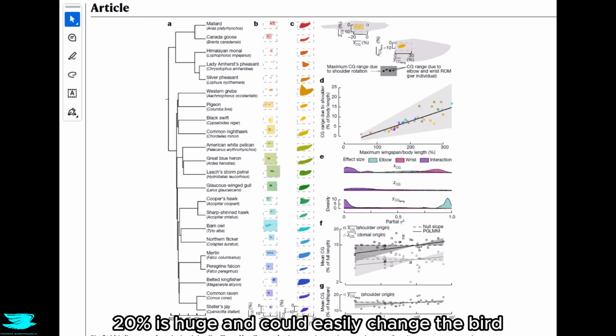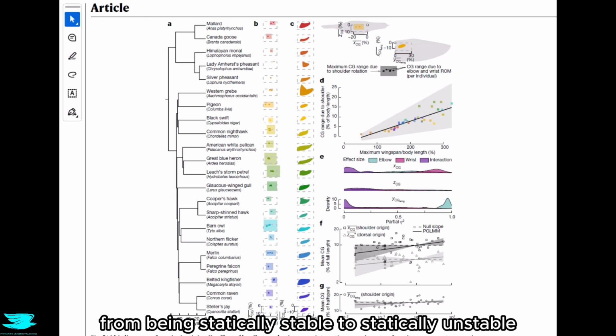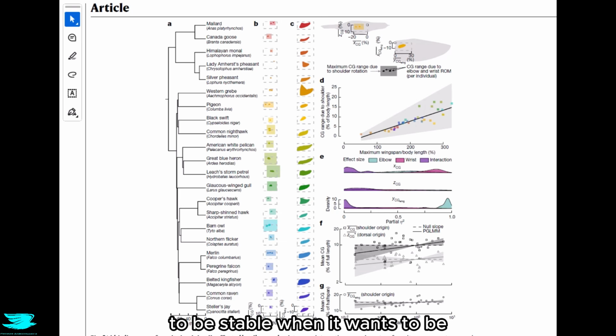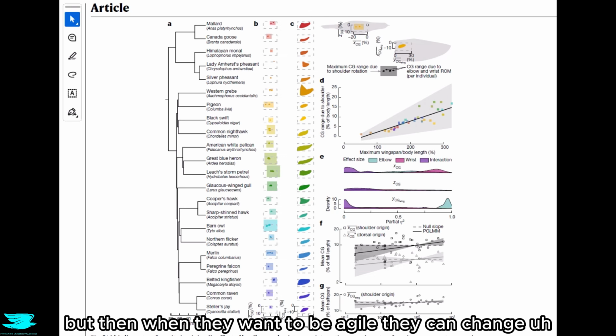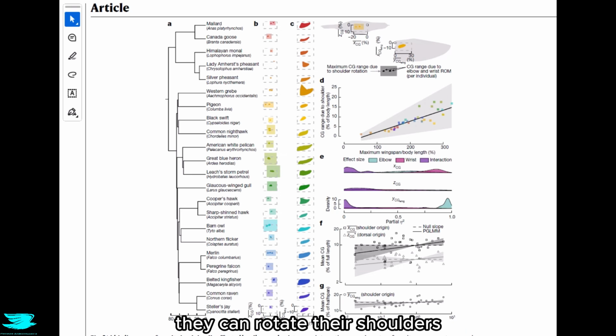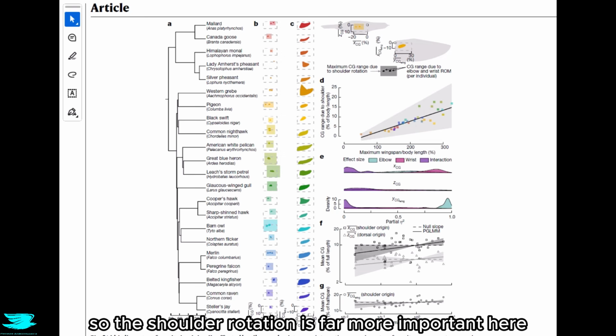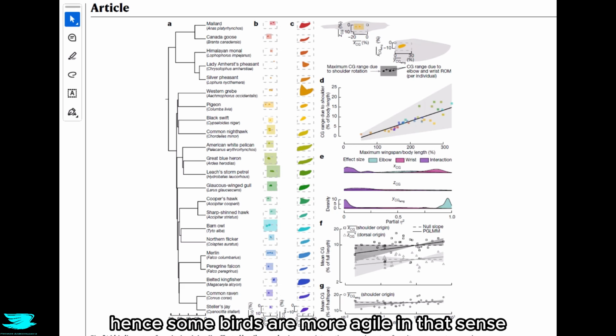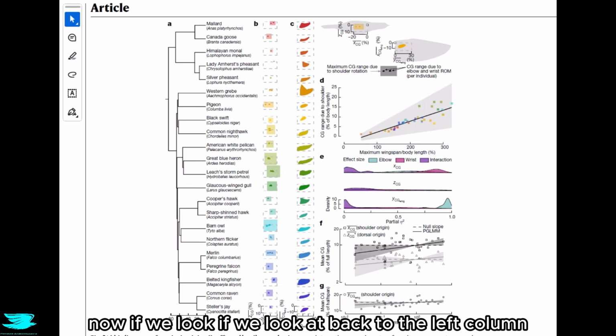So for the CG to move 20% is huge, and could easily change the bird from being statically stable to statically unstable. And it's actually really good because that means that the bird has a choice to be stable when it wants to be, like during cruise. But then when they want to be agile, they can rotate their shoulders and change their CG and become statically unstable perhaps. So the shoulder rotation is far more important here for the CG position than the elbows and wrists. Hence, some birds are more agile in that sense.